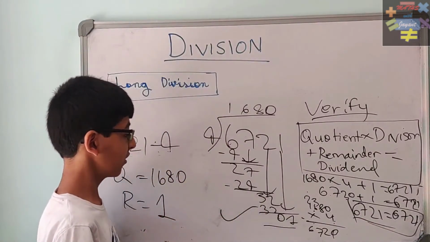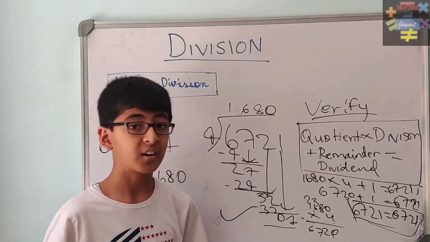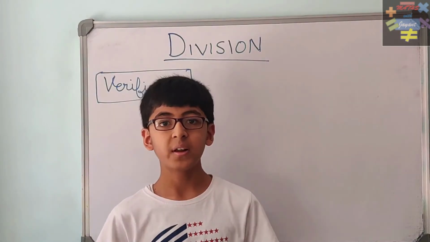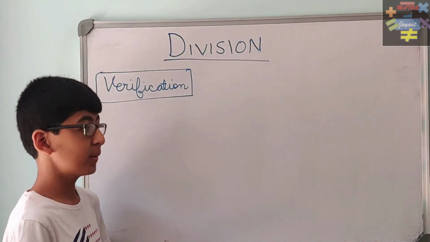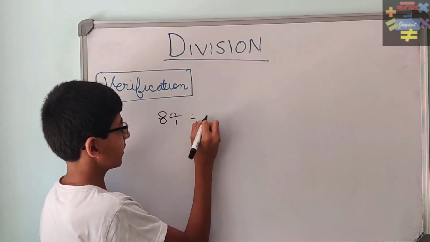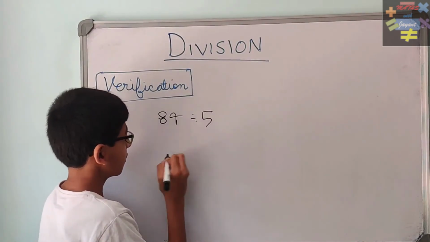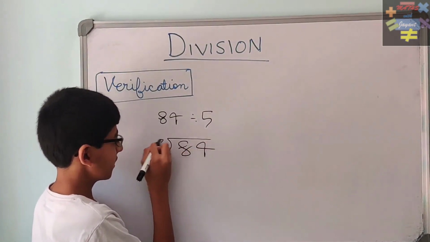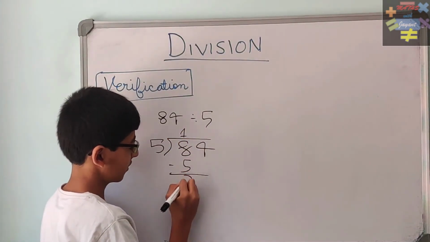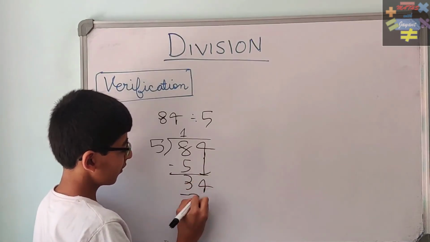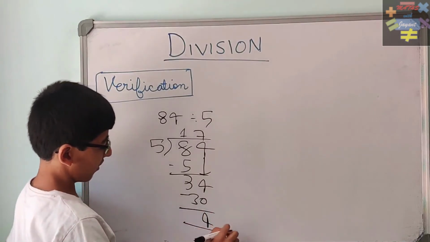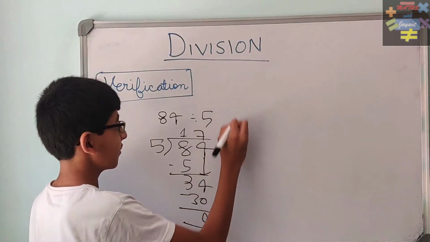So the way we have solved is correct. The answer is correct. Let us learn more about verification. Now let us solve a question and we will make a mistake in it. Let's see. 84 divided by 5. So first let us go wrong. 84 divided by 5. 5 ones are 5, like this we subtract and we get a 3. 34. Suppose I write 5, 7s are 30. Then I get this.